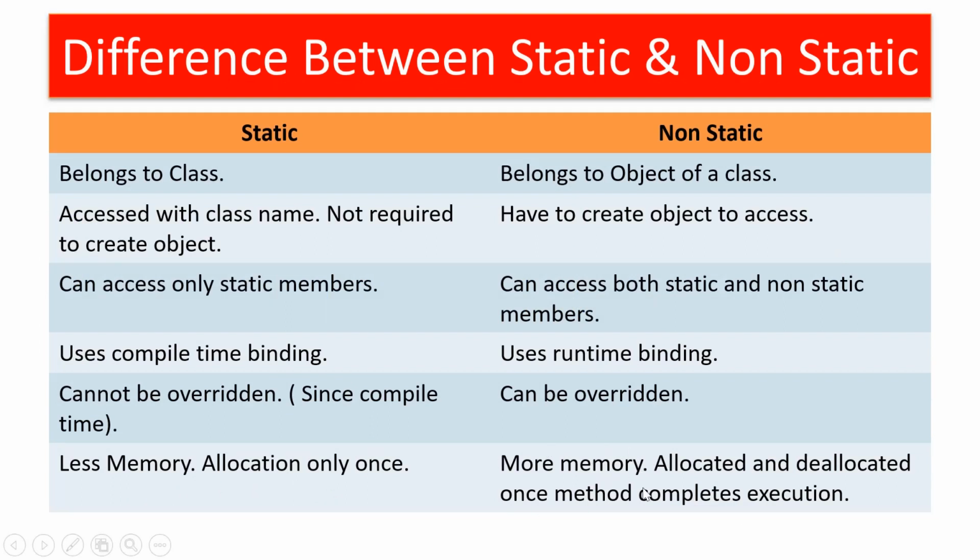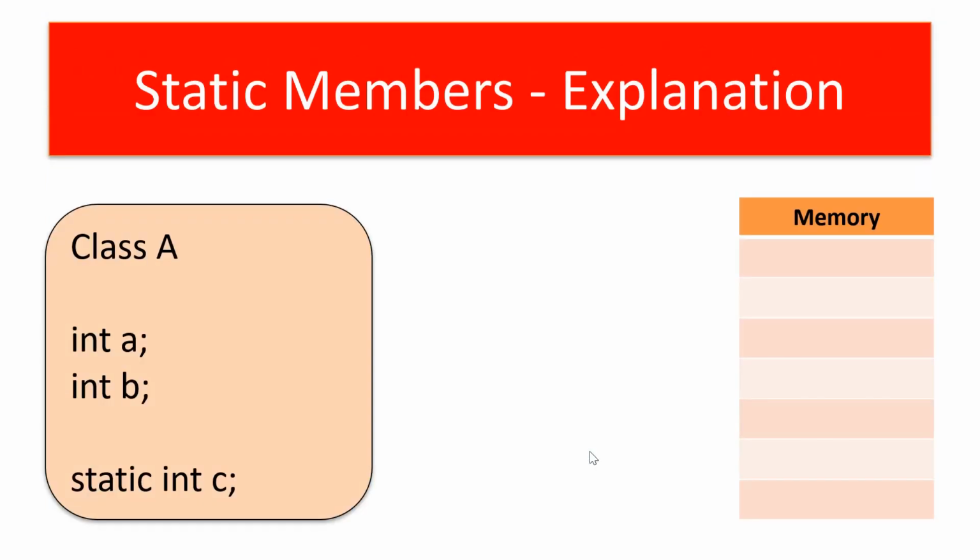But a non-static member occupies more memory. Allocation and deallocation will happen once the method completes its execution, and since it occupies more memory. So these are the common differences between a static and a non-static member. We will discuss further with the example code. I think we have discussed this same class already.